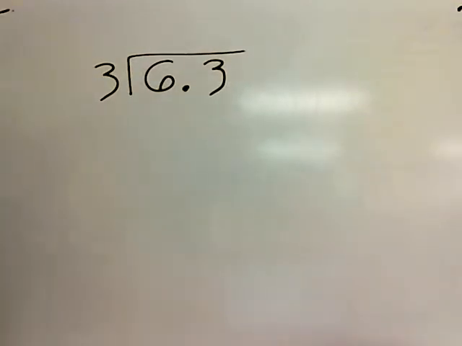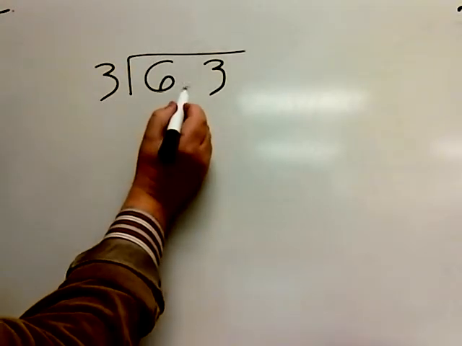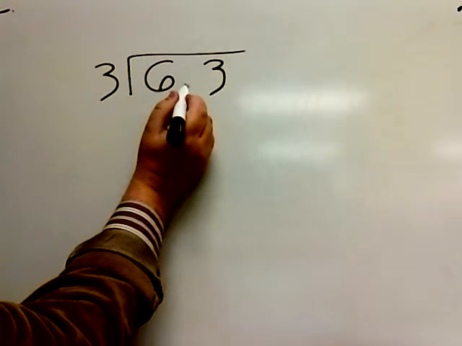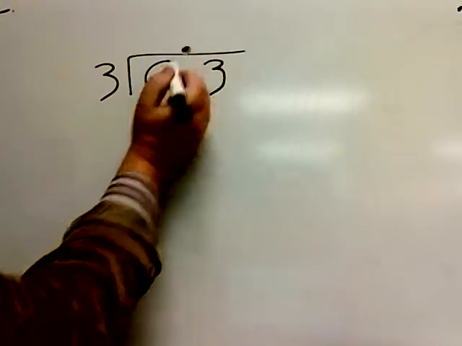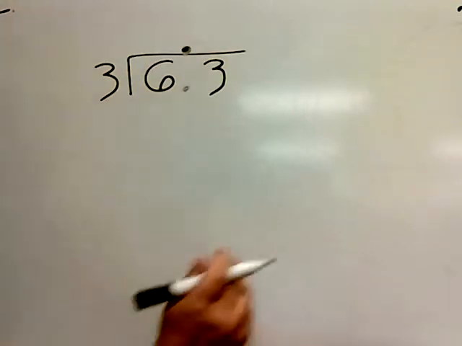In this lesson, we're going to focus on what we need to do when we're dividing with decimals. And the answer is quite simple. All you have to do is take your decimal and bring it straight up. Then we're going to treat this like any other division problem.